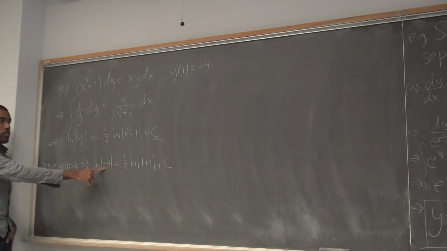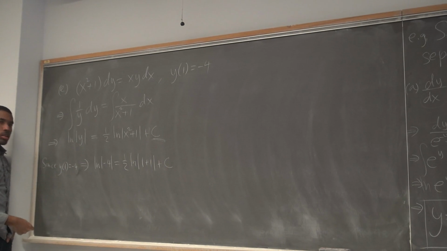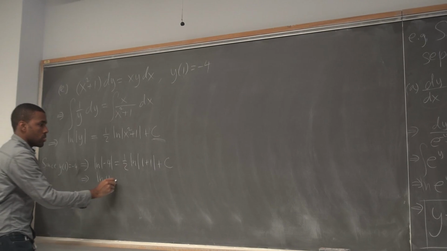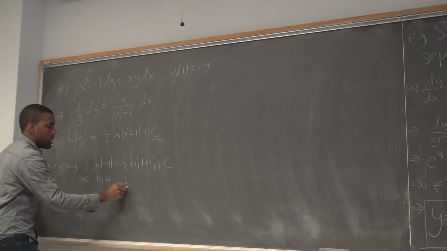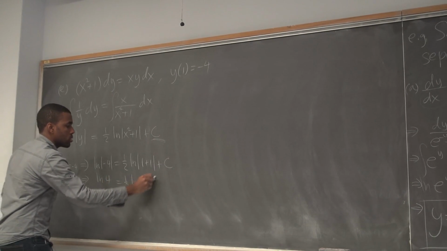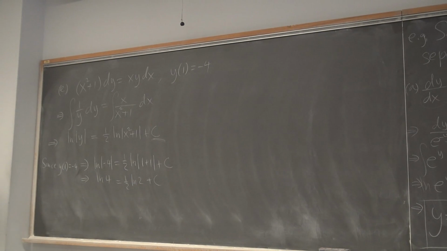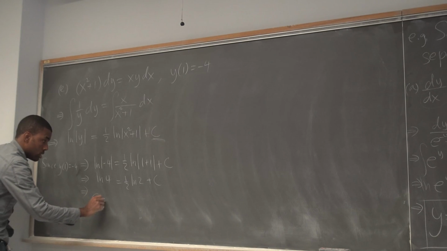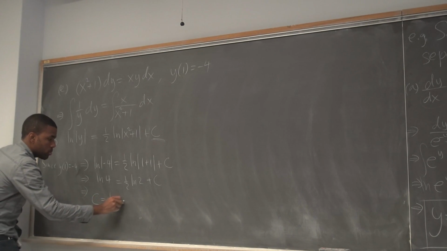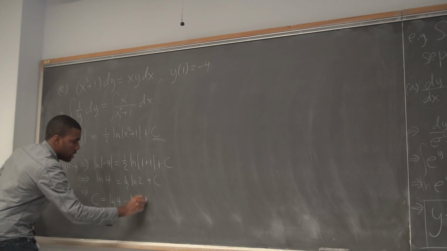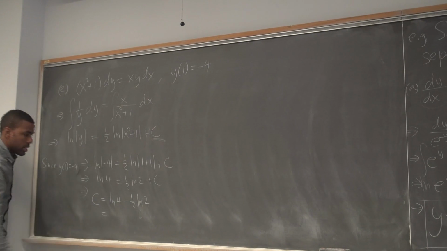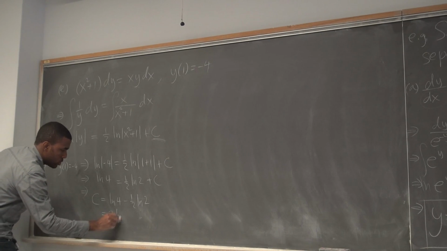Now don't worry that it's negative 4 here because it's absolute values, so it doesn't matter. That's just ln 4. And this guy is just 1/2 ln 2 plus c. So I can start to solve for c. So c is equal to ln 4 minus 1/2 ln 2. And remember that ln 4 can actually be written as 2 ln 2.